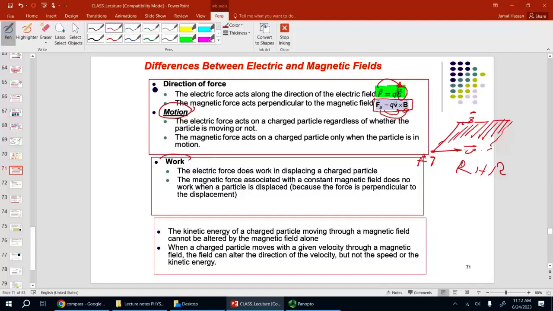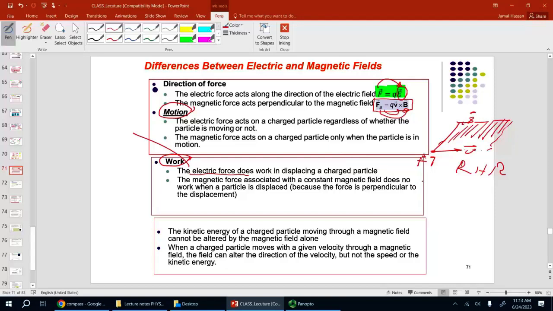Now, in terms of work, the electric force does do work when a charge moves from one location to another. We did maybe 2-3 examples in the midterm about this, right? For example, we used conservation of energy to solve problems. The electric force does do work when a charge moves from one location to the next. But the magnetic force does not.